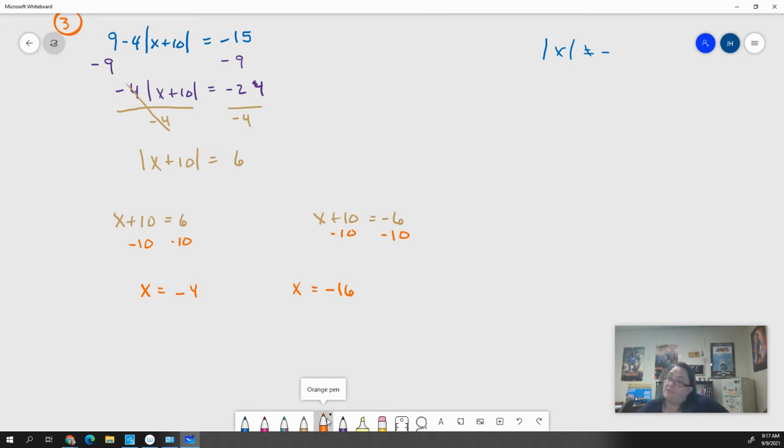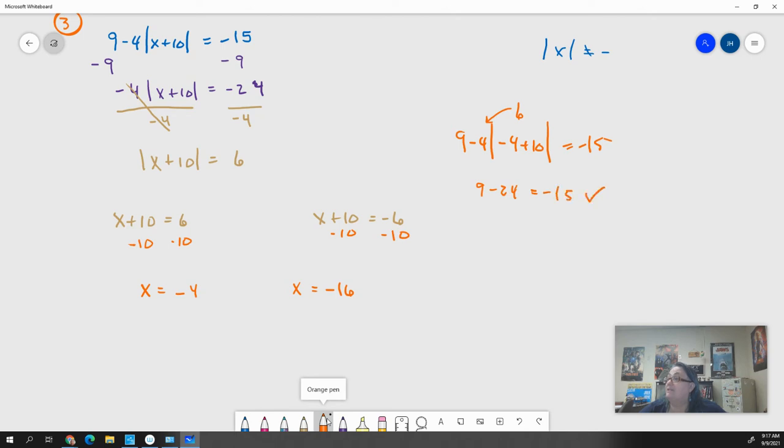Am I going to plug in for extraneous solutions? I'm feeling a little lazy. I kind of don't want to. I'll do one. So if I have 9 minus 4 times the absolute value of x, and my x is negative 4 plus 10 equals negative 15, what's happening in here? This becomes 6, right? 6 times negative 4 is negative 24. So I'd wind up with 9 minus 24, which does equal negative 15.